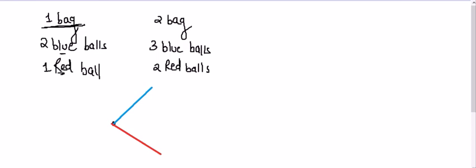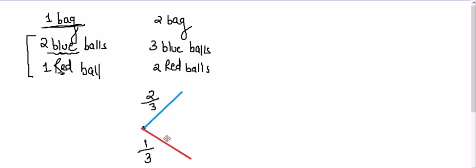Now let me see the probability of selecting a blue ball. It is 2 divided by 3, because I can select two blue balls out of three balls, since in total in the first bag there are three balls. Now let me see the probability of selecting a red ball. There is only one red ball and you are selecting it from three balls, so this is the probability. Now let me shift this here.